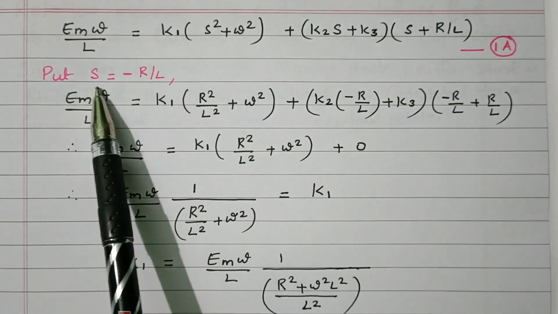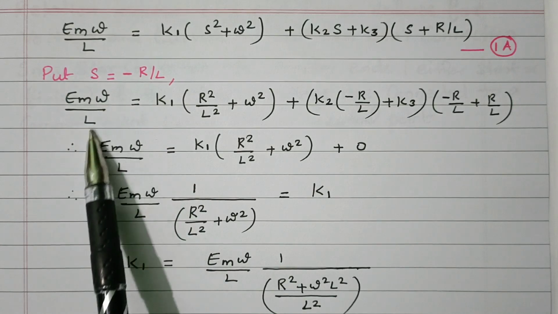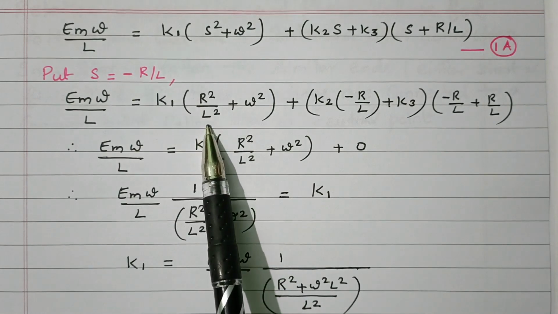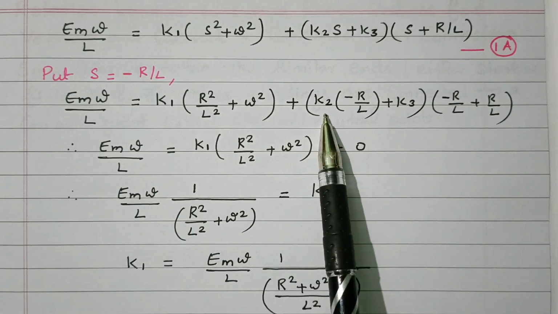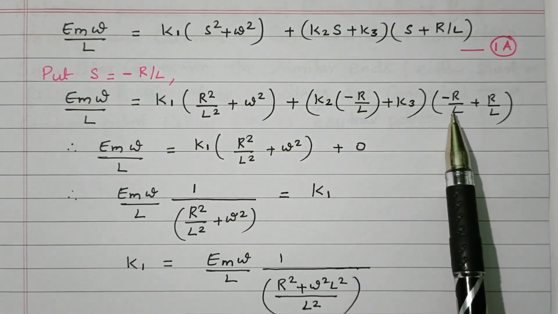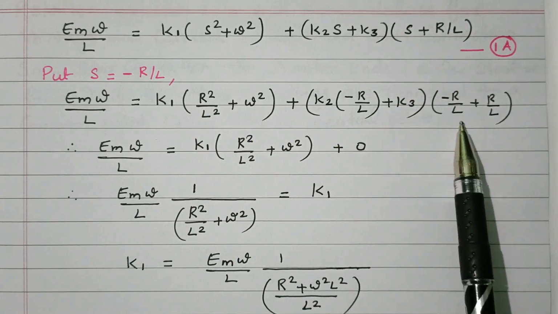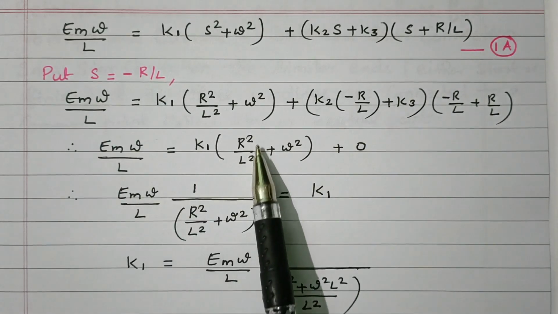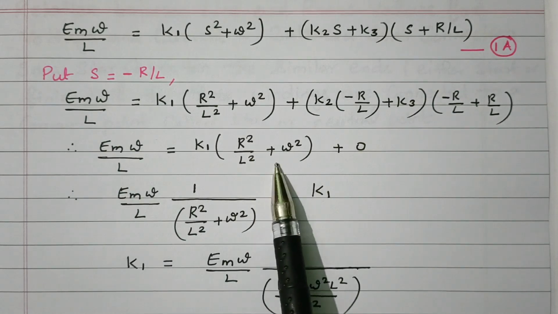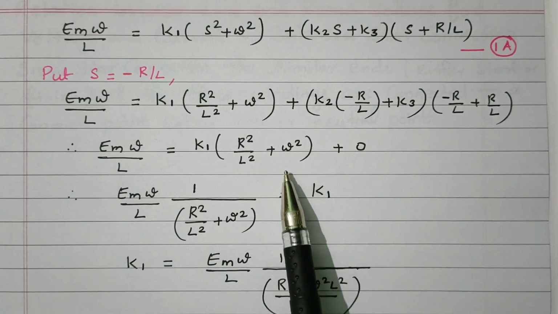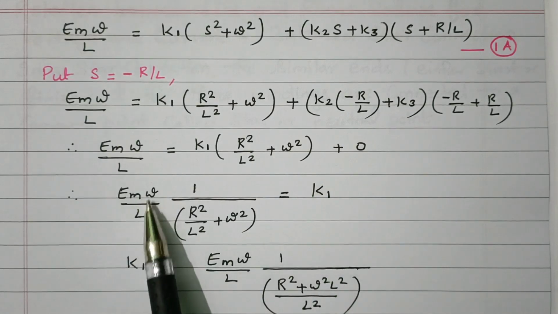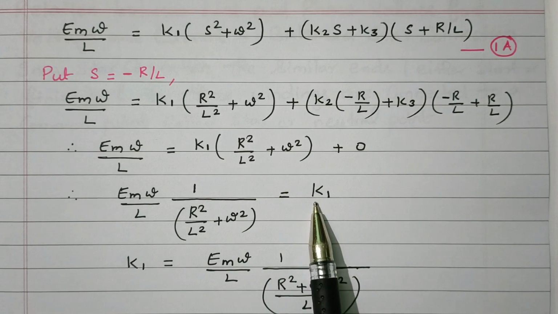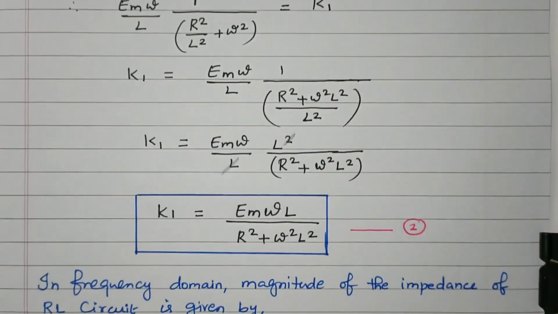So first we will substitute s equal to minus R by L. Em omega divided by L equal to K1 into s square, so the minus becomes plus, R square by L square plus omega square, plus K2 into s, which is minus R by L, plus K3, into minus R by L plus R by L. Now this term becomes 0. So we have Em omega by L equal to K1 into R square by L square plus omega square. Now we can bring this term to the denominator, so that Em omega by L into 1 divided by R square by L square plus omega square equals K1. Now we'll go for further simplification.